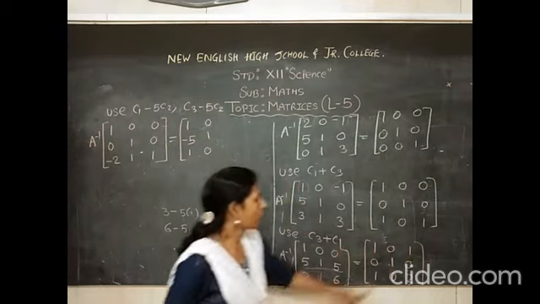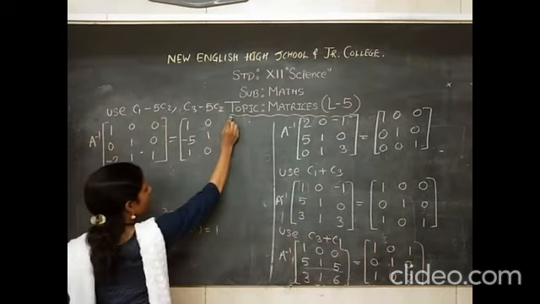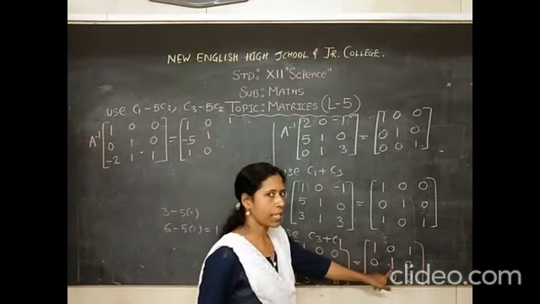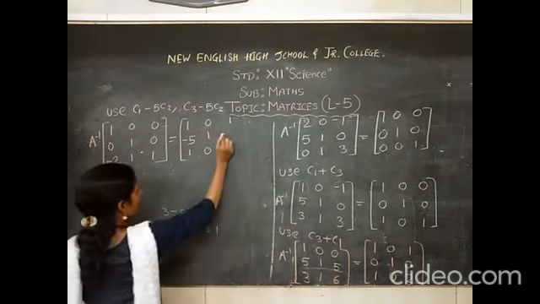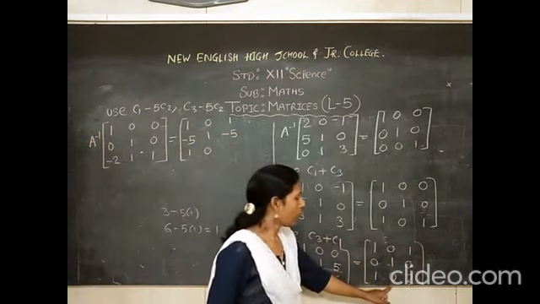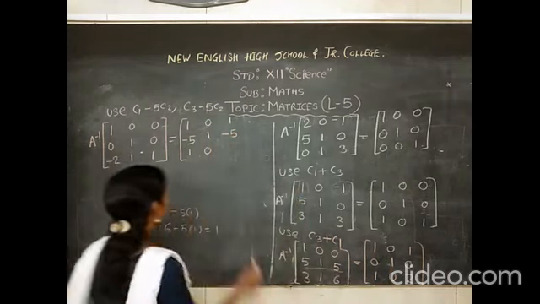C3 minus 5 times this. No change. 0 minus 5 times 1, that is minus 5. 2 minus 5 times 0. No change.